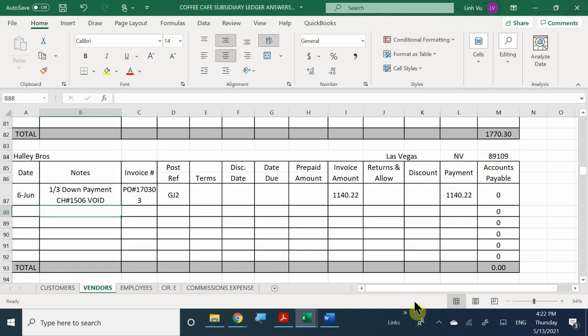class practice purposes only, I want you to train yourself not to delete any crucial information. This is very crucial because this was our original purchase order. This was the original date. This was the original check that I wrote. I'm going to leave it in there because it shows that a transaction has occurred and it validates what happened to check number 1506.